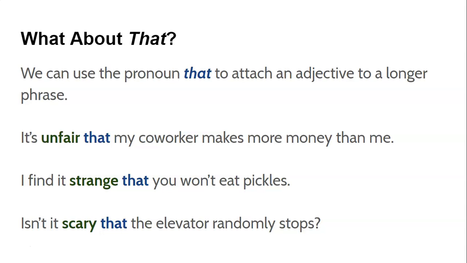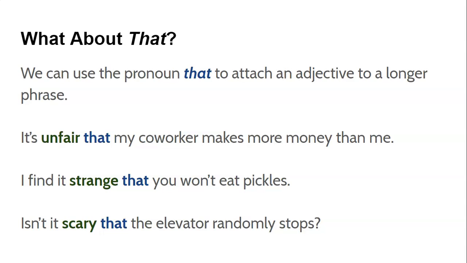So you can say things like, it's unfair that my coworker makes more money than me. And unfair is the adjective, it's attaching to that pronoun that, and therefore it can describe this entire phrase. That my coworker makes more money than me. I find it strange that you won't eat pickles. So now strange can describe you not eating pickles. If we didn't have that for it to hook up to, it would be hard for us to grammatically use it for that whole phrase.